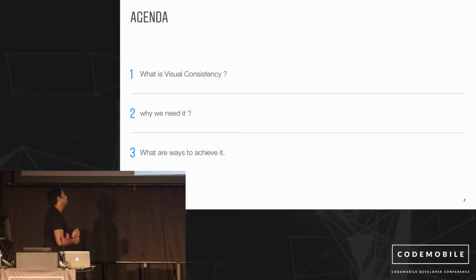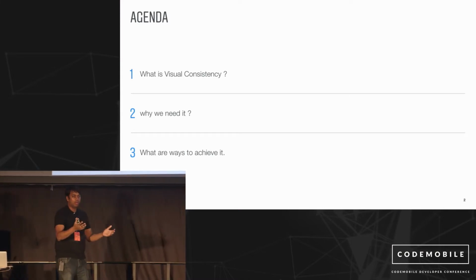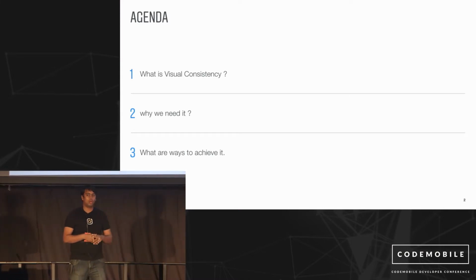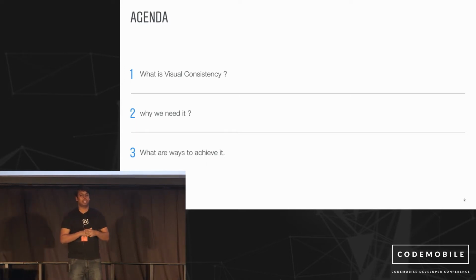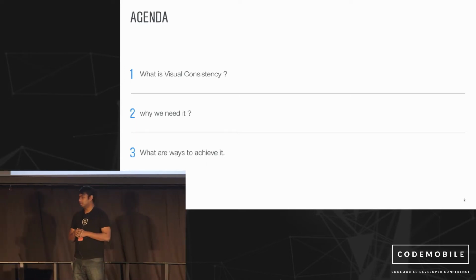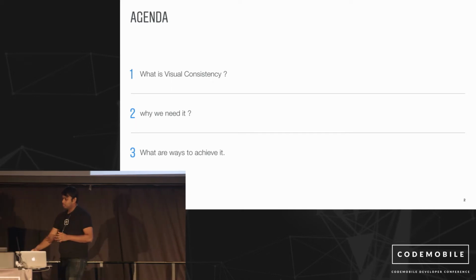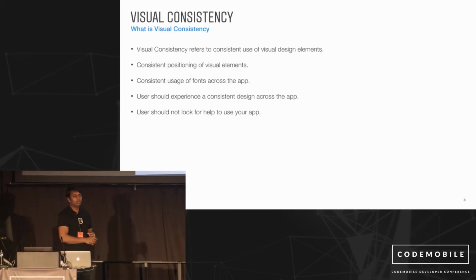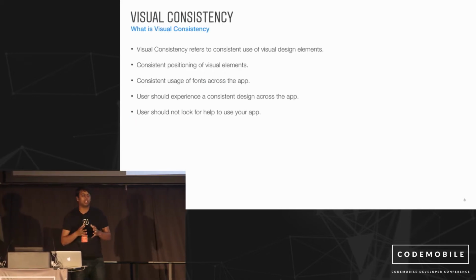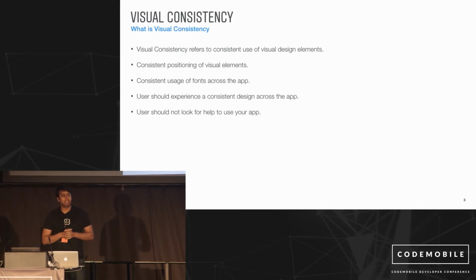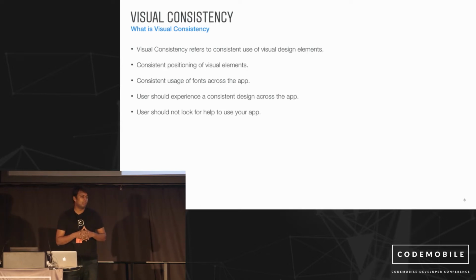So the agenda for today is: what is visual consistency, why do you need visual consistency in the app, and how do we achieve it? So coming to what is visual consistency? Visual consistency is nothing but making sure that all the UI elements in your app are consistent across the app. That being said, take typography. You divide your typography in the app in such a way that it's consistent.